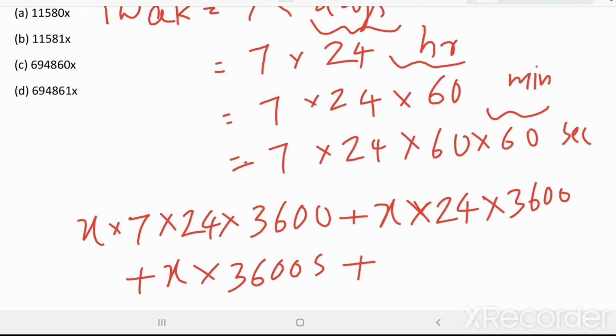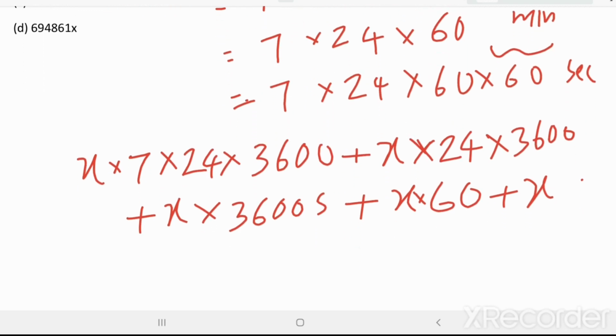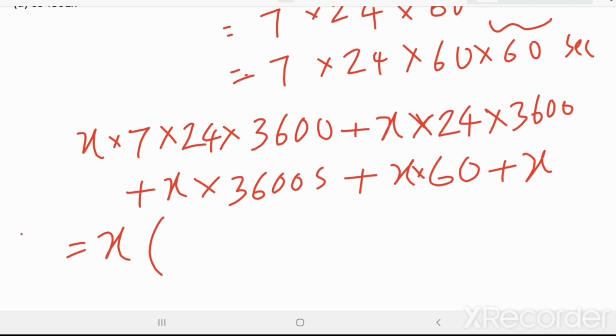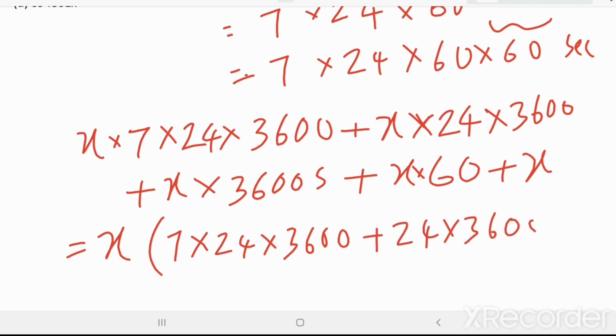Then X minutes equals X into 60 seconds. Then X seconds we write as such. Then take X outside from all these. Then we get 7 into 24 into 3600 plus 24 into 3600 plus 3600 plus 60 plus 1.